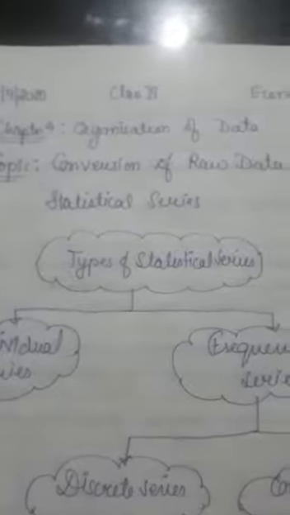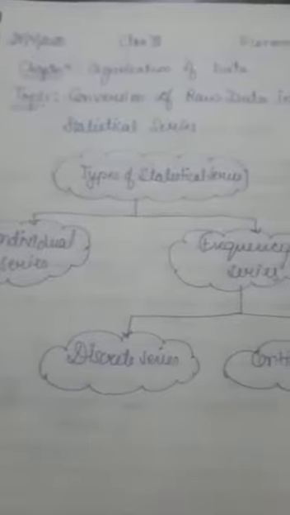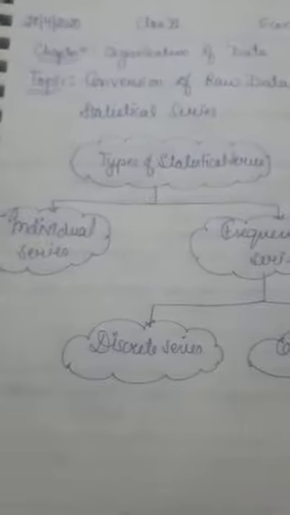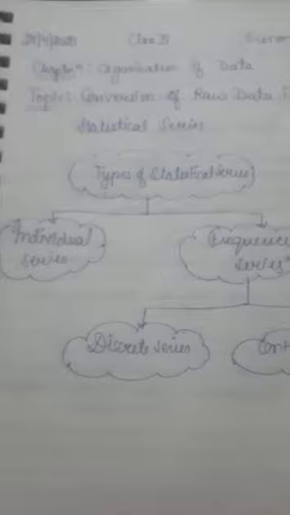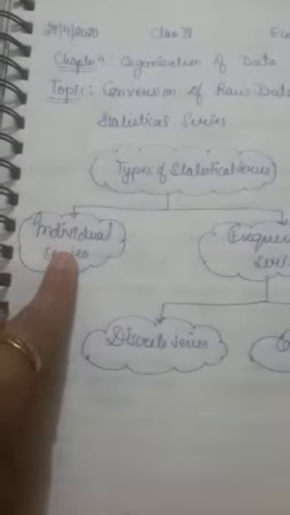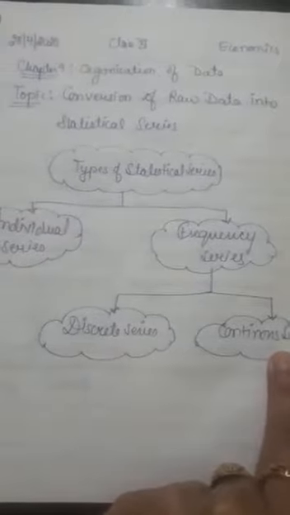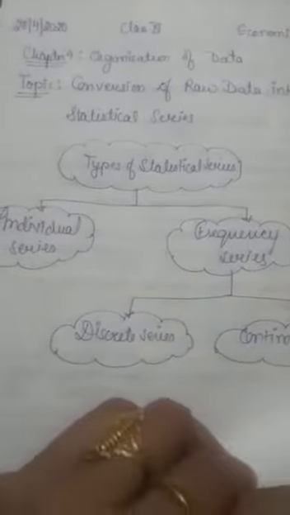Before doing the conversion process, let us know that there are two types of statistical series. The first series is individual series and the second is frequency series. The frequency series is further categorized as a discrete series and continuous series. So, in reality, we have to study three types of statistical series. Number one, individual series, then discrete series, and then continuous series. Clear? So, let's discuss them one by one.